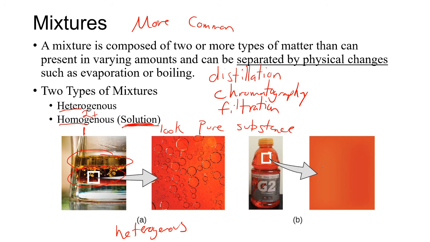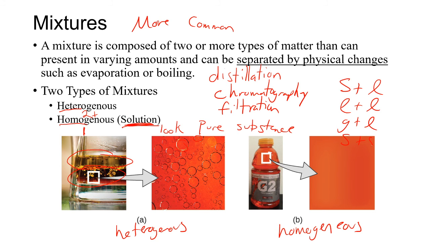Now, one thing I want you to understand, and again, this is a homogeneous mixture: it doesn't have to be liquids and liquids. If you think of something like Gatorade, oftentimes you can have solids and liquids mixed together to give you mixtures. You can have liquids and liquids. You can have gases and liquids. For example, a carbonated beverage is CO2 dissolved in water. So that's another type of mixture you can have.